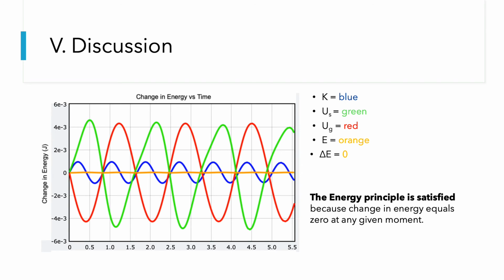Discussion. We can see in the change in energy that throughout the whole time, the potential energy and the kinetic energy are of opposite sign, which implies that the energy is always equal to zero. So in our case, the energy principle is satisfied because it's always equal to zero throughout the time.